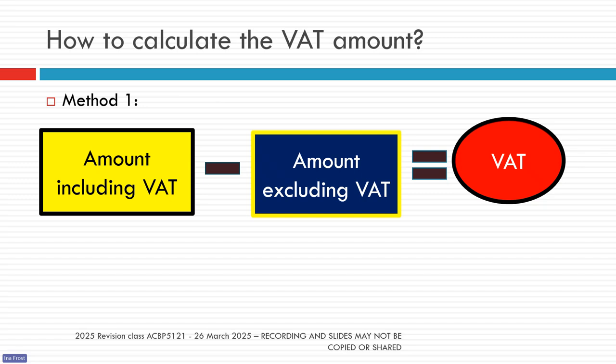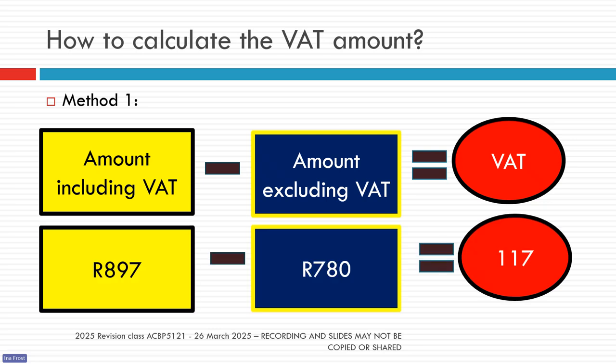If I take my VAT including amount and subtract from it the VAT excluding amount, that will give me the VAT. So if I take my original price of 897 rands and subtract the 780 that we've just calculated, that gives me a VAT of 117 rands. This is by far probably the easiest way, where you just subtract the amount including and excluding VAT.